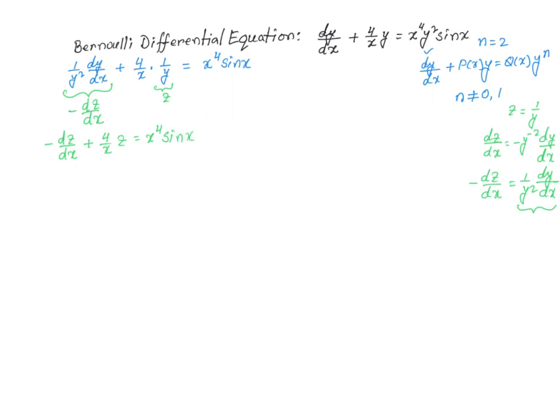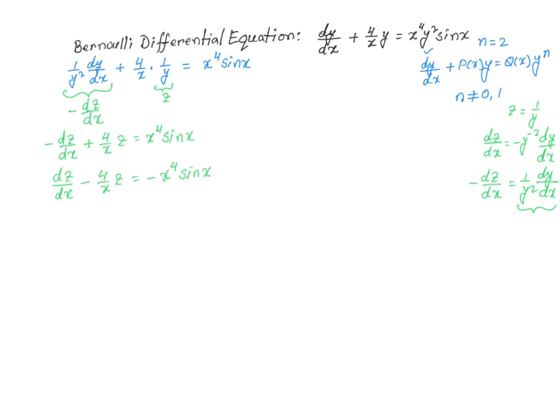Multiply both sides by negative 1. That's going to give me dz over dx minus 4 over x times z is equal to negative x to the power 4 sine of x. This gives me a standard format for first order linear differential equation that I can solve, by the way, using the integrating factor.